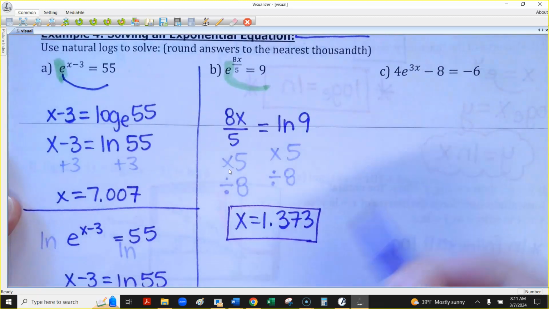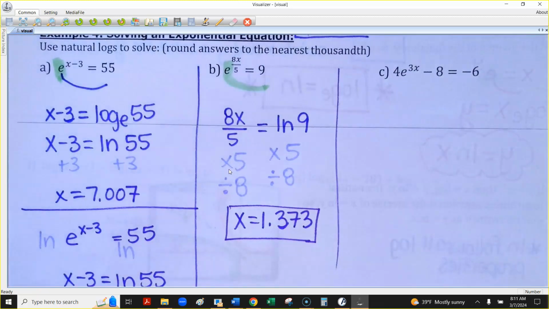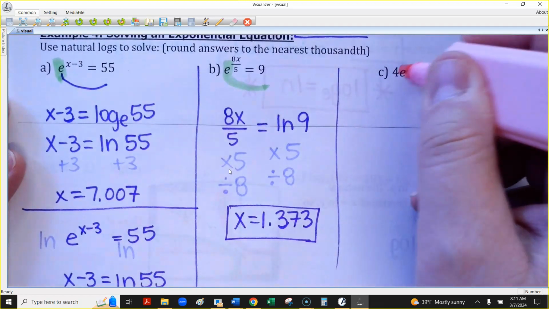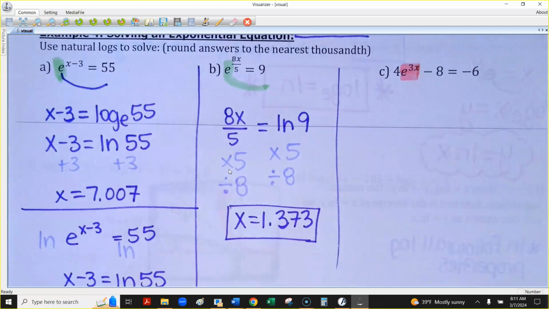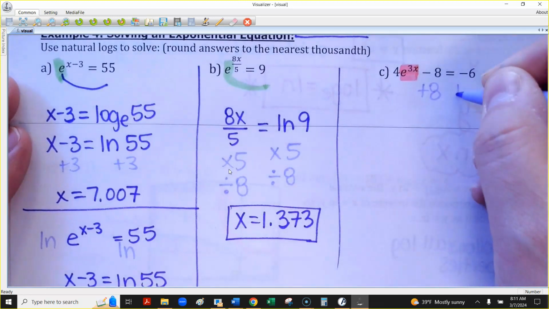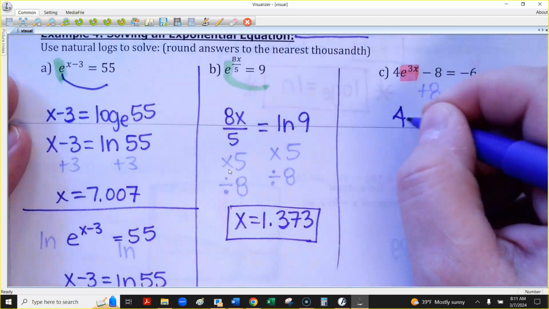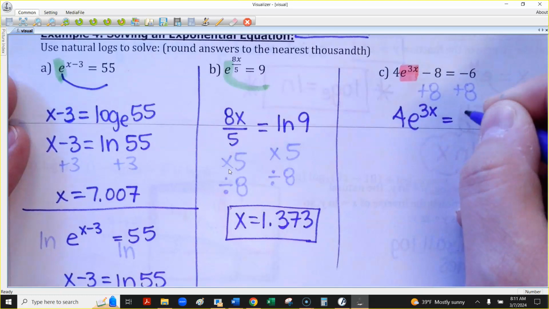Now, let's do one more. This one's a little bit more complicated. So what you have to do here, the only thing being taken to the power here where our variable's at in the exponent is e to the 3x. So you actually want to isolate that. So first thing I would do here, get rid of any addition or subtraction. So I'm just going to add 8 to both sides real quick. So we'd have 4e to the 3x. This is going to be equal to 2.